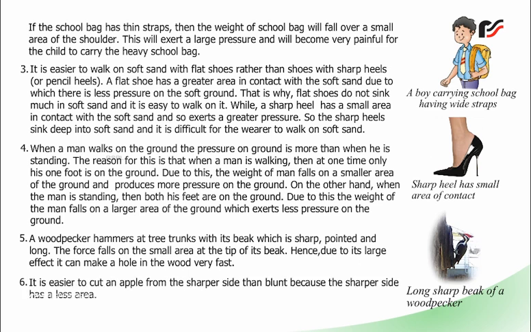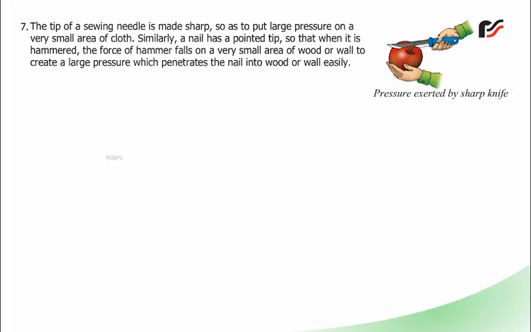It is easier to cut an apple from the sharper side than the blunt side because the sharper side has less area. 7. The tip of a sewing needle is made sharp so as to put large pressure on a very small area of cloth. Similarly, a nail has a pointed tip so that when it is hammered, the force of the hammer falls on a very small area of wood or wall to create a large pressure, which penetrates the nail into wood or wall easily.